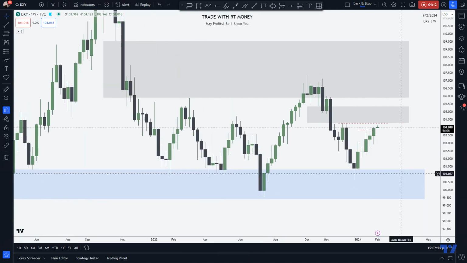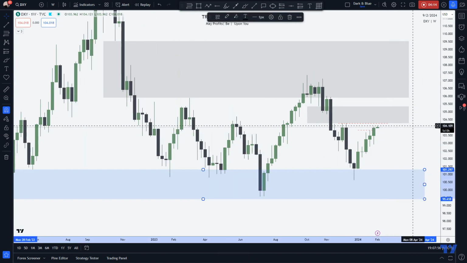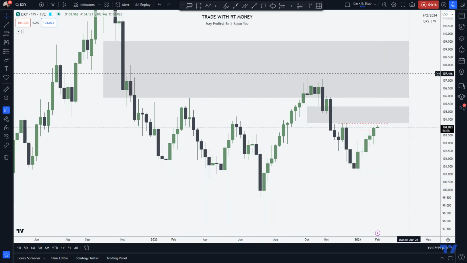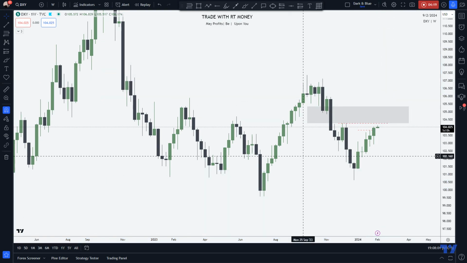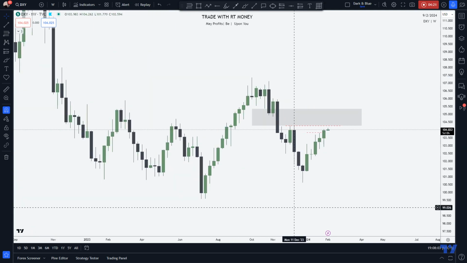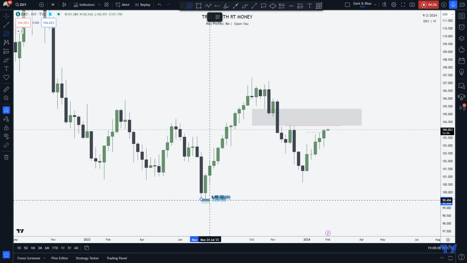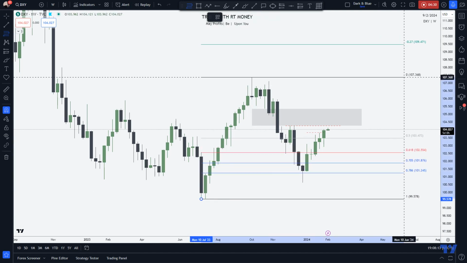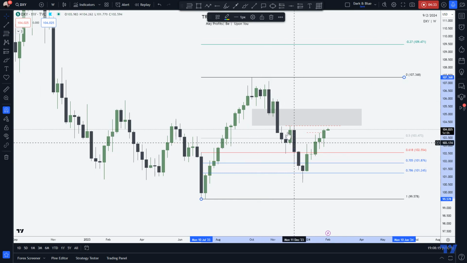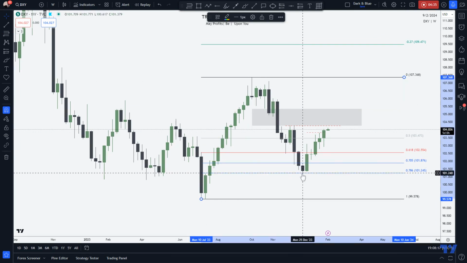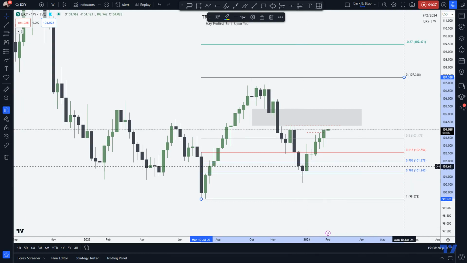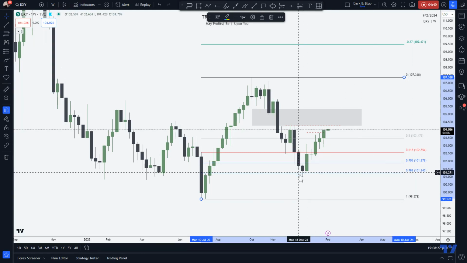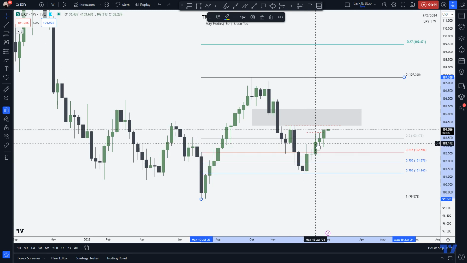I'm going to get rid of some of this stuff because it's not as important. Now, look at this. This is the dealing range from this swing low to this swing high. I want to stretch it out over here. You can see that price has basically made an optimal trade entry here, down to the 786 Fibonacci retracement level. And you can see it's been bullish since.